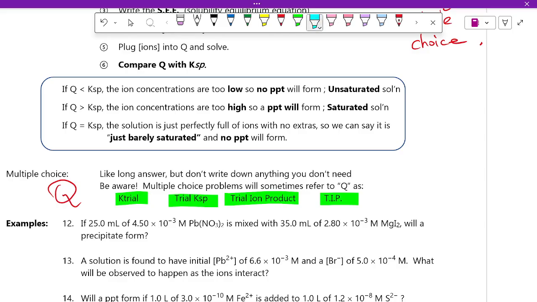Hopefully 12 and 14 should be pretty easy because they say, will a precipitate form? Will a precipitate form? Number 13 is a little bit less obvious, but it says, what will be observed to happen as the ions interact? What are the possibilities when ions interact?